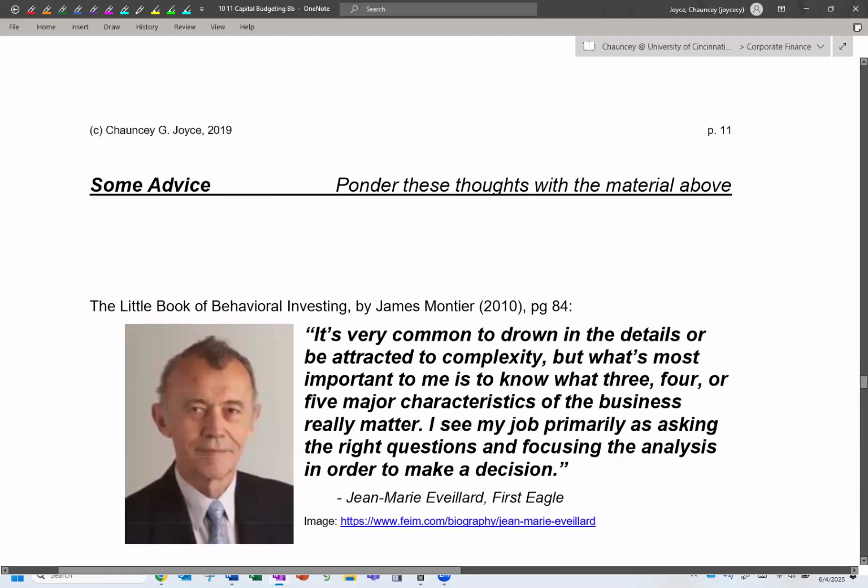So here's some advice. Ponder these things while you go through the math here. It's very common to drown in the details or be attracted to complexity, but what's most important to me is to know what 3, 4, or 5 major characteristics of the business really matter. I see my job primarily as asking the right questions and focusing the analysis in order to make a decision. So there's a few pieces in here I like.